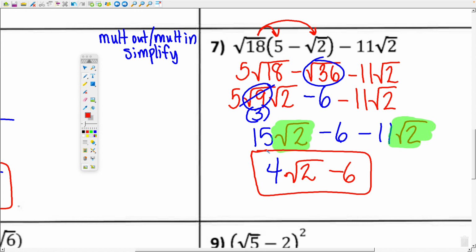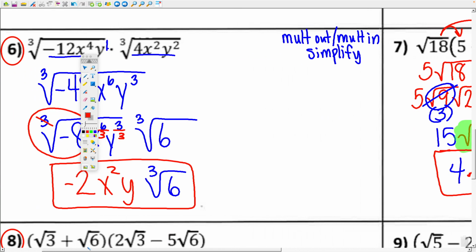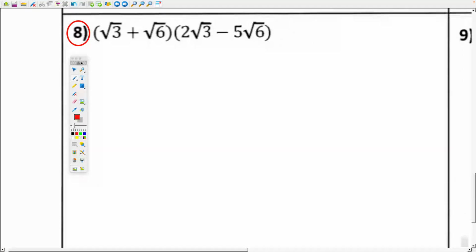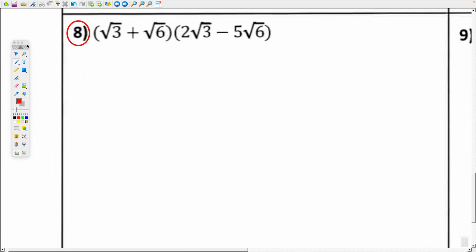So let me say number 8 is a binomial times a binomial. Whenever you see these problems, immediately you have to think about FOIL. When I do FOIL, I only do it using the box method. I just love it. I have issues, but the box method is neat. I love how organized it is. So that's what I'm going to do.